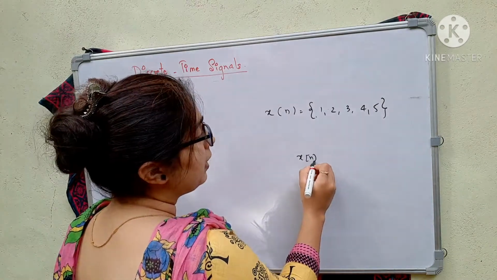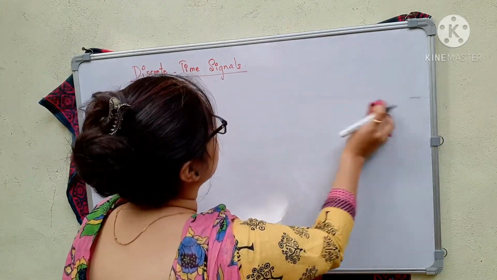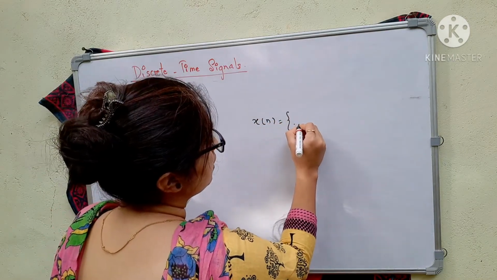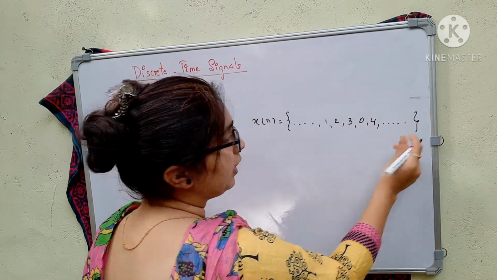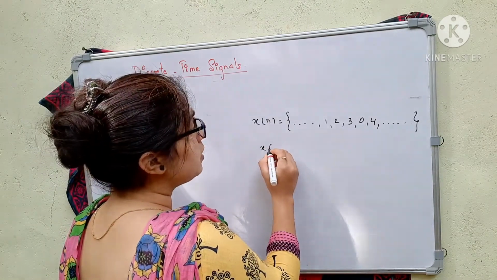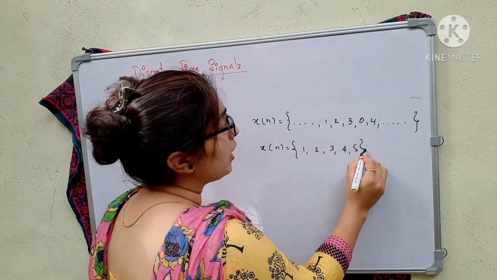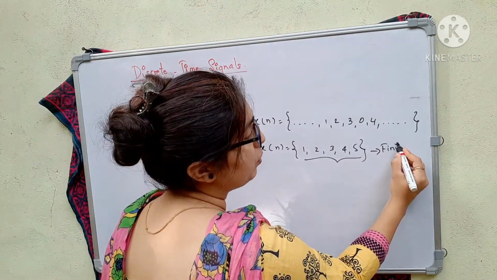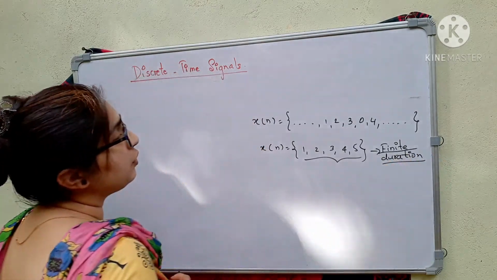X of n is the nth sample in the sequence. If x of n runs from minus infinity through 1, 2, 3, 0, 4 till infinity, this is an infinite duration sequence. But if you consider a finite duration sequence, like 5 samples, 1, 2, 3, 4, 5, here I can count the number of samples. So this will be a finite duration discrete time sequence.